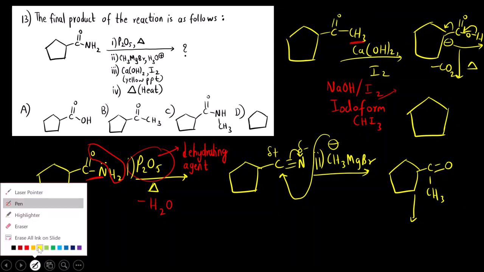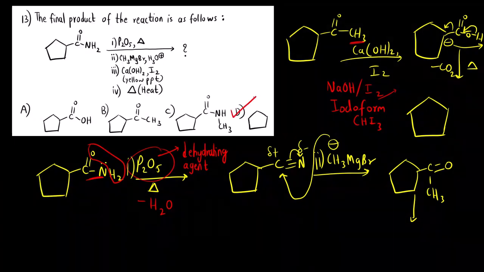So what is the correct answer? Correct answer is option D. Okay, if you have marked option B, that is going to be incorrect. A is also incorrect. These are all intermediate species. Correct answer is option D.